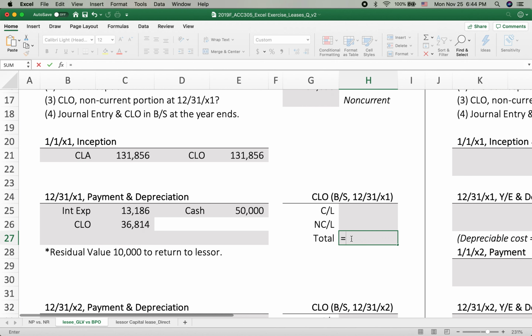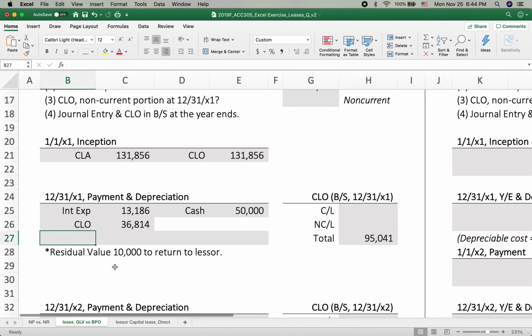Right, we can calculate the capital lease obligation in total at December 31st from this balance minus this amount. So the total balance of capital lease obligation at December 31 year 1 is this amount. Then what else should we recognize? Right, this capital lease asset, when we use it, you should recognize the depreciation expense.